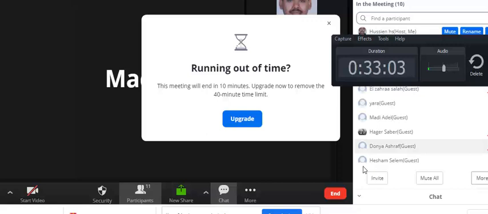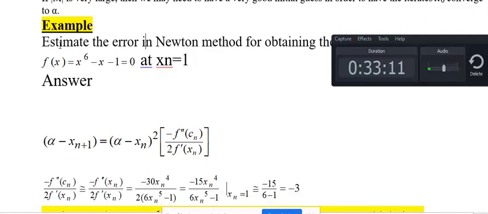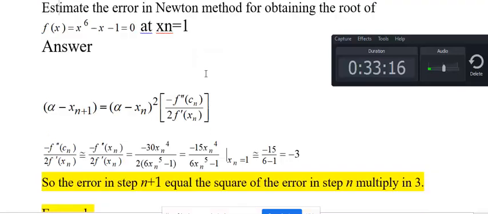Doctor, is xn equal 1 given? Yes, I wrote it in the question. If it is not given, it's arbitrary. You can choose it.